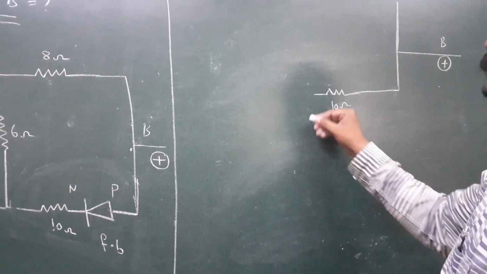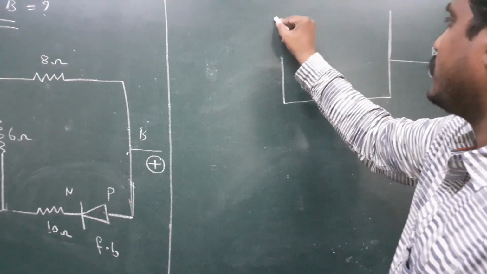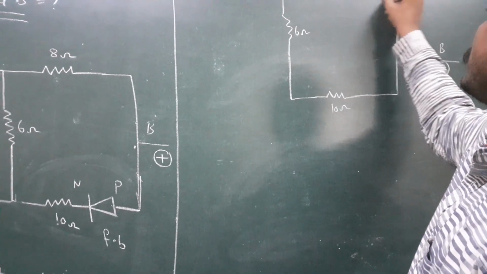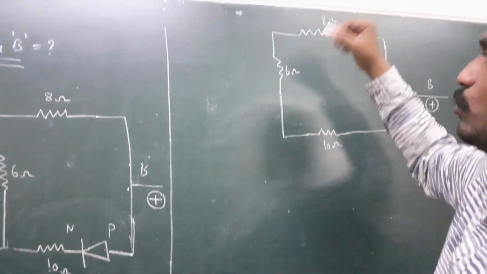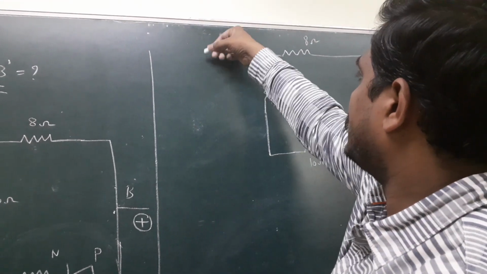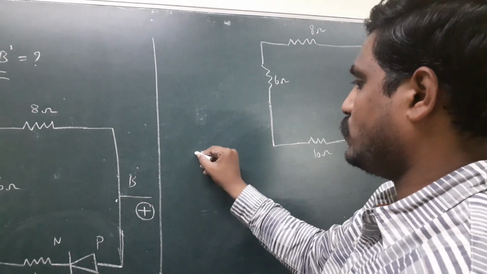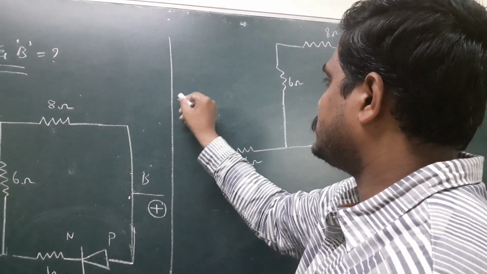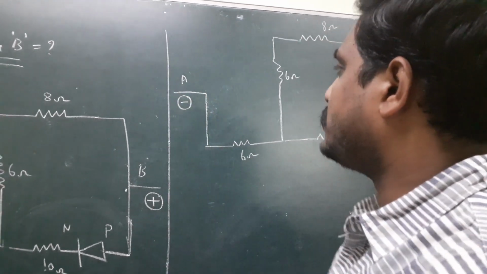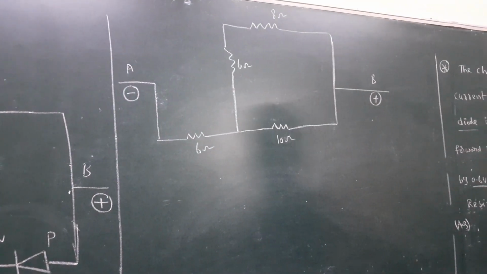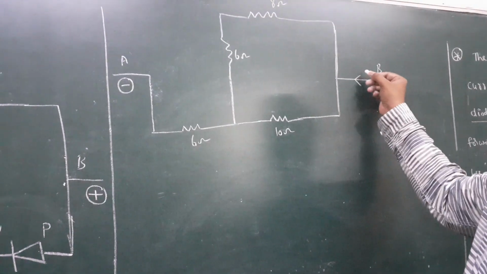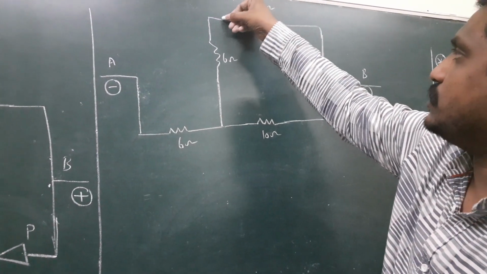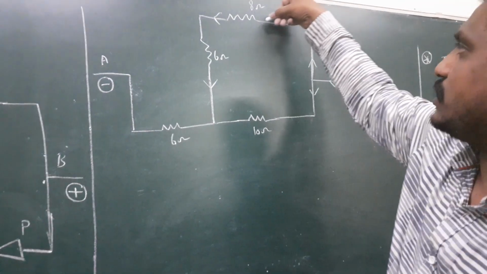Here 10 ohms according to the diagram. Here 6 ohm. Here 8 ohm. Okay. This diode cannot work, so that's why this is 6 ohm again. This is A. According to electricity, current always flows from plus to minus. Here plus starts, and here the current divides. But in this combination the current flows continuously.